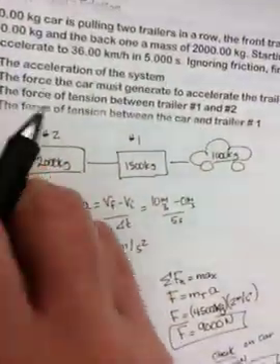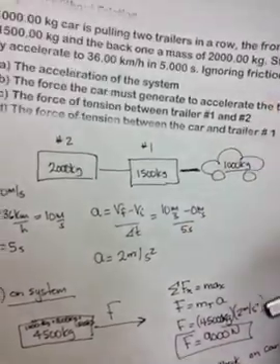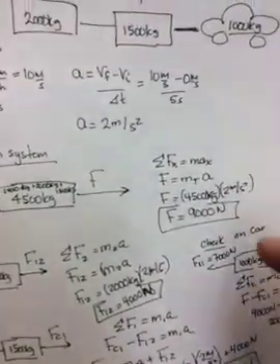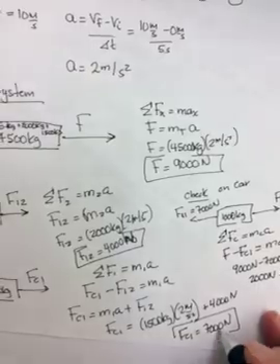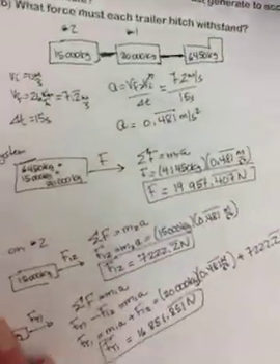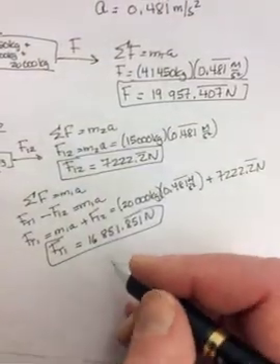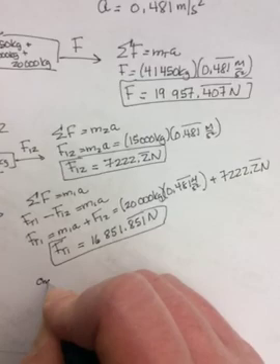Just the same as back here, the hitch between the car and the first trailer was 7,000 newtons. The second hitch was only 4,000 newtons. So the first connector is always going to be bigger, the first connector in the row. If you want to check, then you look at the truck.